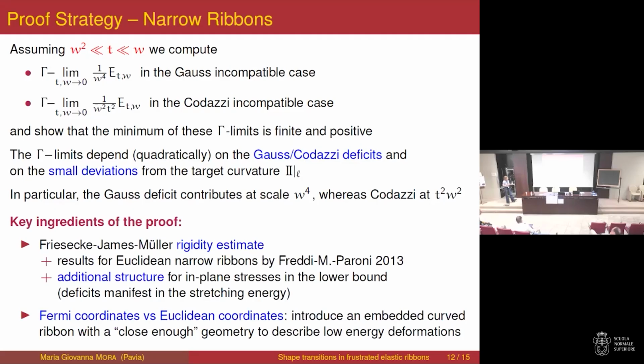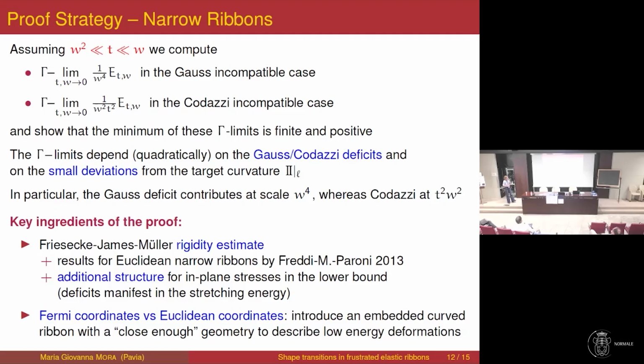So in terms of the key ingredients of the proof, one key ingredient, as usual in this literature about thin structures, is the famous rigidity estimate by Friesecke, James, and Müller. We also use results about narrow ribbons in the Euclidean case by myself, together with Freddi and Paroni.